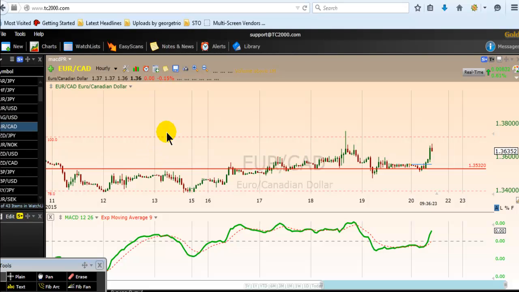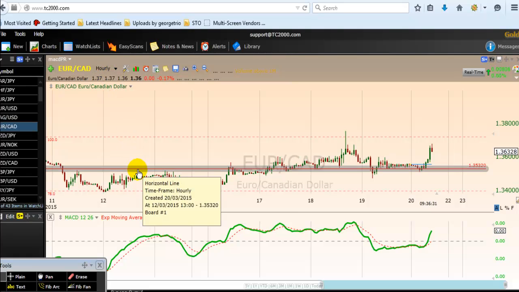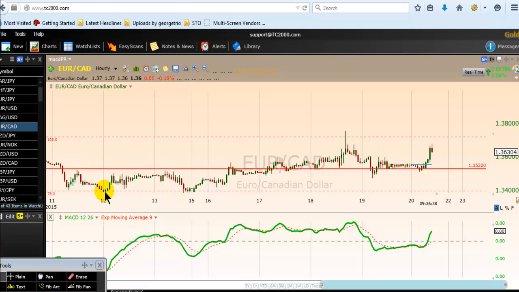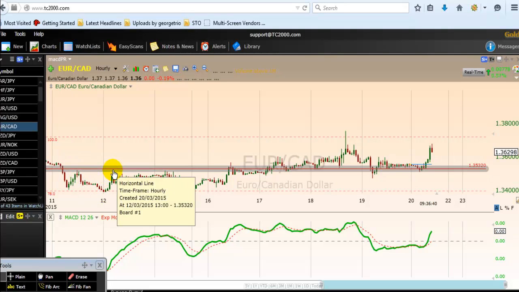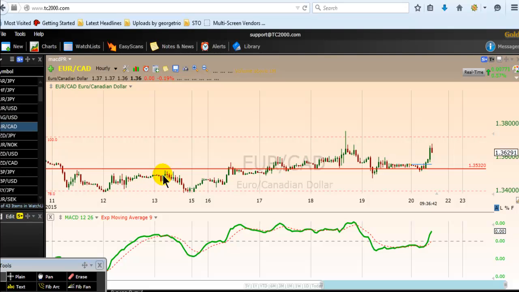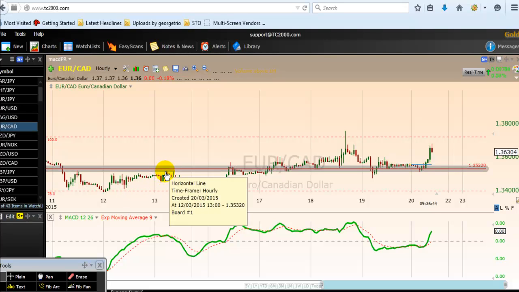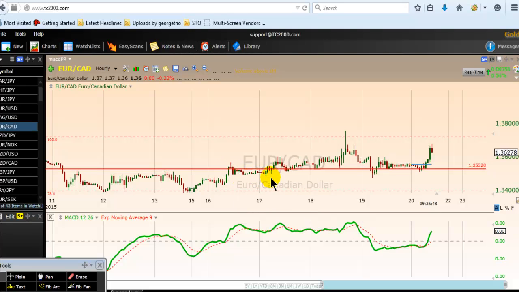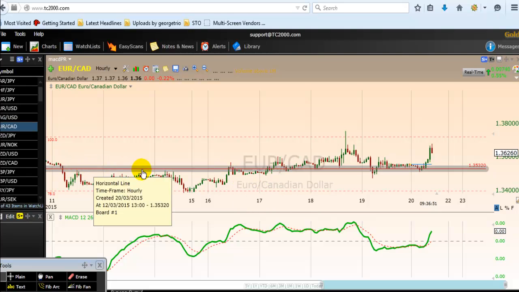So, you see here, I have on the hourly chart of the Euro Canadian dollar a converted support level. It was a resistance level because you see the price rally up to the red line, find a resistance, come down, went back to the same red line, find a resistance, come down, went back again, find a resistance, come down, but finally that resistance level is converted into support here.